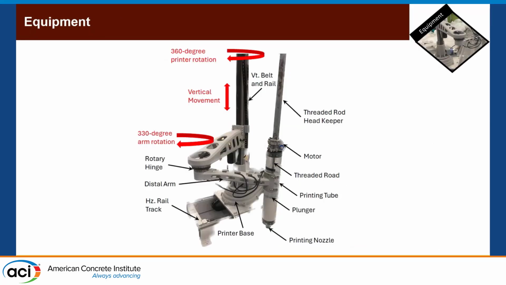Equipment: we have a robotic arm mounted on a rail. We have two systems. One is a syringe tube, where we fill the tube and a plunger pushes the material out, and we also have the open system, where we pump the material up to the nozzle.